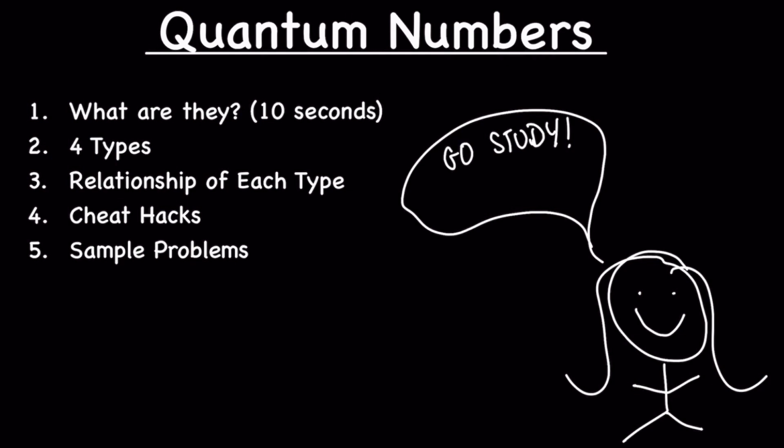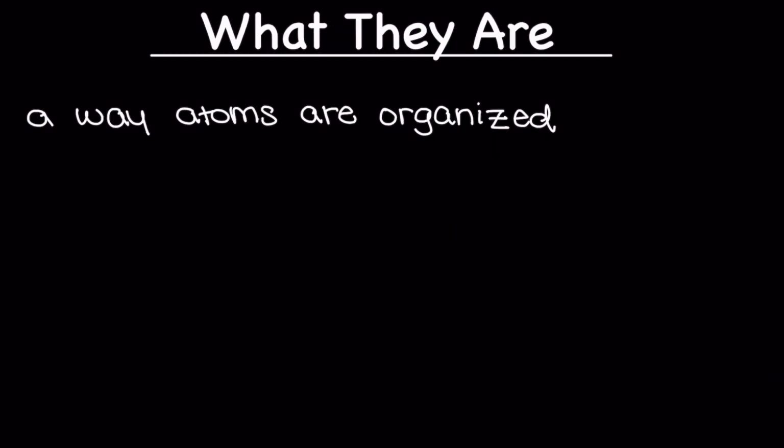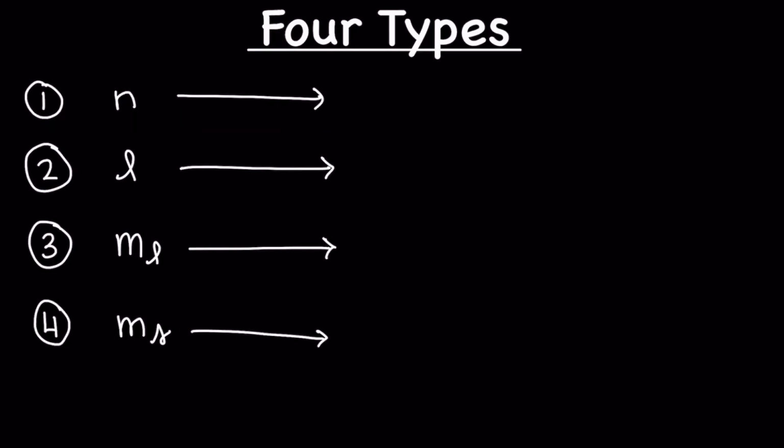In this video, we are going to go over what quantum numbers are. We are going to go over what they are, 4 types, relationships of each type, cheat hacks, and sample problems. Quantum numbers, simply put, are a way that atoms are organized. That's all you need to know as a student working through this class. While you may be told that quantum numbers have certain shapes, what you really need to know is that there are 4 types of quantum numbers.